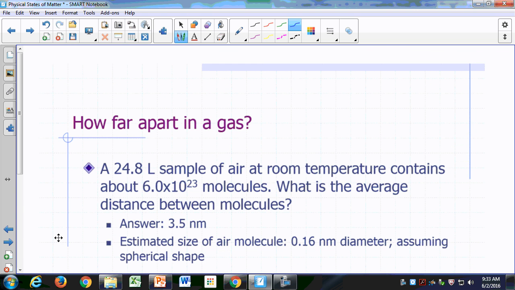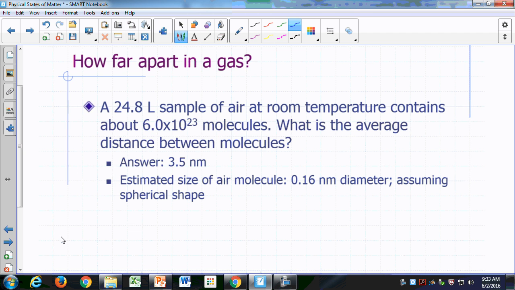So exactly how far apart are the molecules in a gas? If you have a 24.8 liter sample of air at room temperature, so let's say you have an empty 2-liter soda bottle, how many of these would you need to get 24.8 liters?